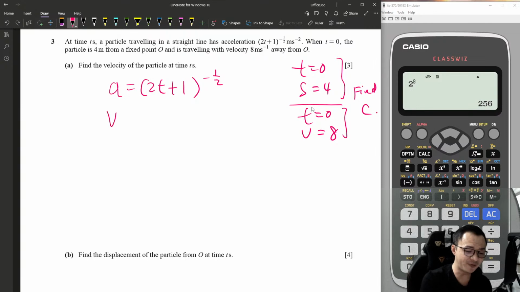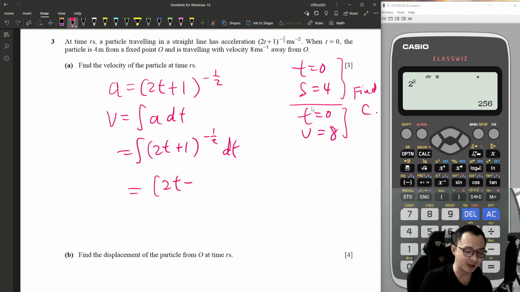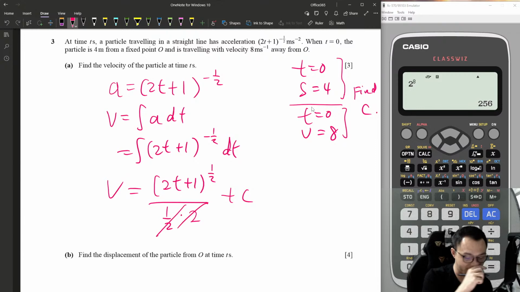Okay, so we want to find v. We know we integrate a dt. So we will integrate 2t plus 1 power negative half dt. If I integrate this one, I will get power plus 1, which is power half, divided by half. Then differentiate inside, I will get 2 only, right? And then plus c. This is my v. This one is simplified, no more already.